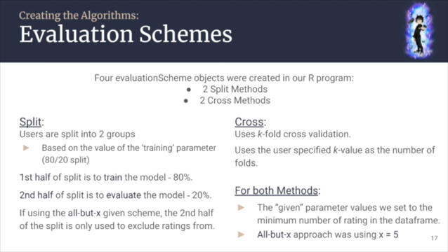For our cross methods, we used k-fold cross-validation and the user specified k-value as the number of folds. For both methods, the given parameter values were set to the minimum number of ratings in the data frame. All but X approach was used with X equals 5.